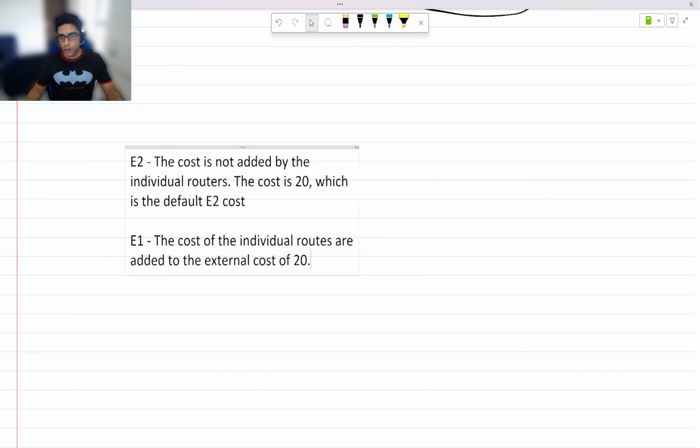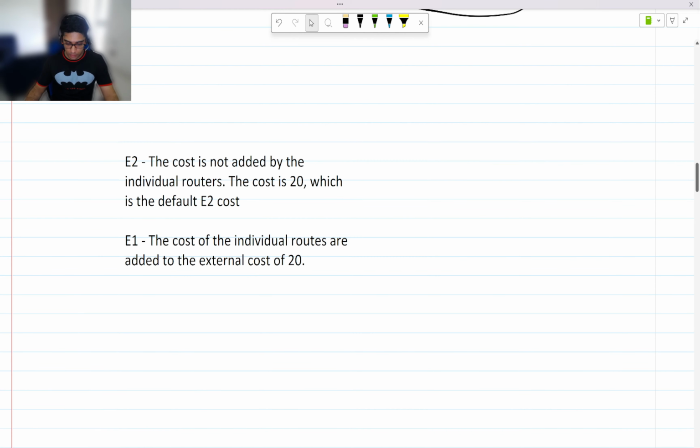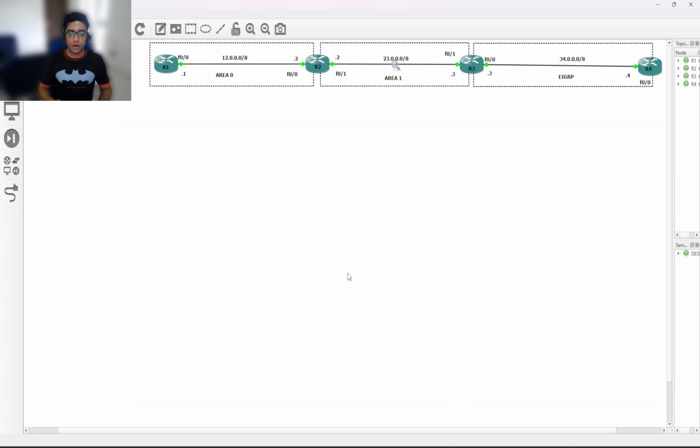And we saw how R1 calculates its cost to reach the EIGRP network. And we saw how R2 in our diagram here, being the ABR, created the type 4 LSA. We saw how R3 created the type 5 LSA and told everyone in the OSPF network how to reach the EIGRP network. Okay, so this was our discussion for today about type 4 and type 5 LSA.